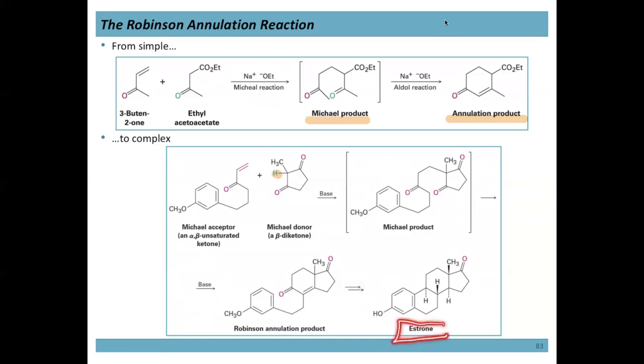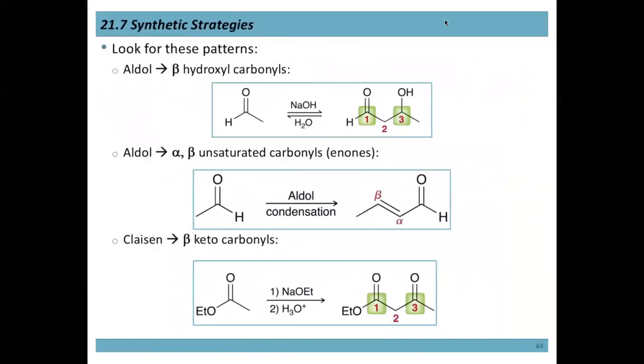And you can actually make hormones. So from fairly simple precursors, this Robinson annulation allows making fairly complex molecules. And so in the early synthesis of steroids and other polycyclic molecules, this was a very useful reaction, the Robinson annulation. And we've reached the end.